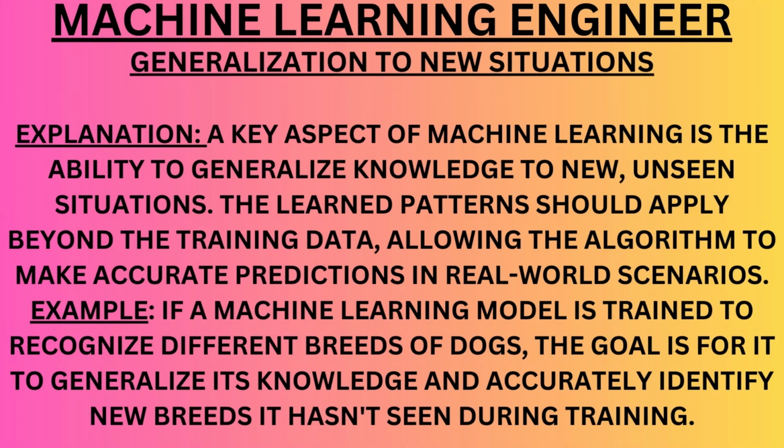Generalization to new situations. Explanation. A key aspect of machine learning is the ability to generalize knowledge to new, unseen situations. The learned patterns should apply beyond the training data, allowing the algorithm to make accurate predictions in real-world scenarios. Example. If a machine learning model is trained to recognize different breeds of dogs, the goal is for it to generalize its knowledge and accurately identify new breeds it has not seen during training.